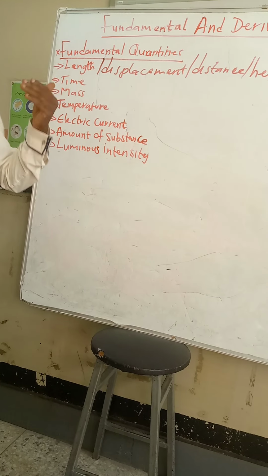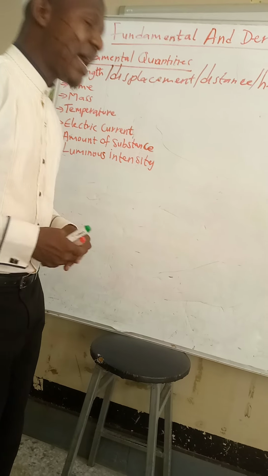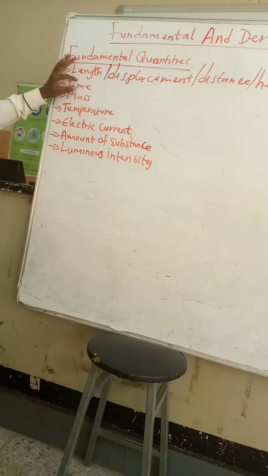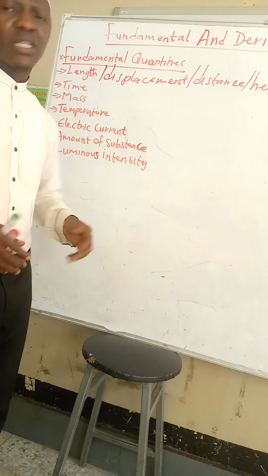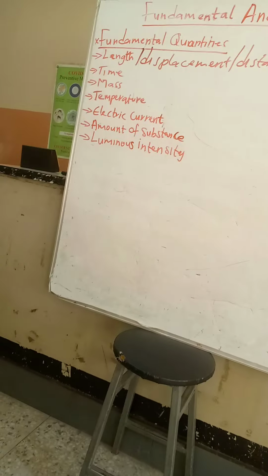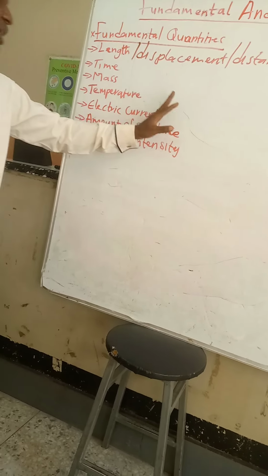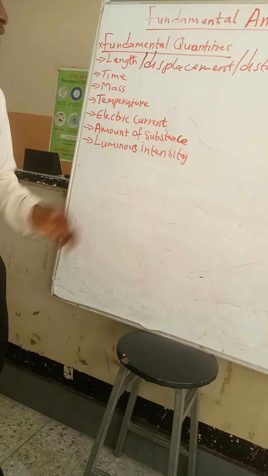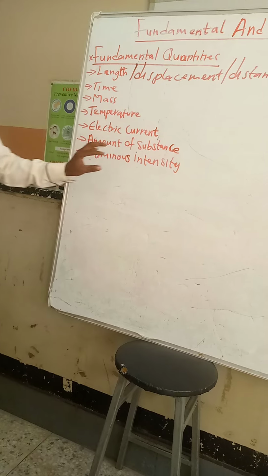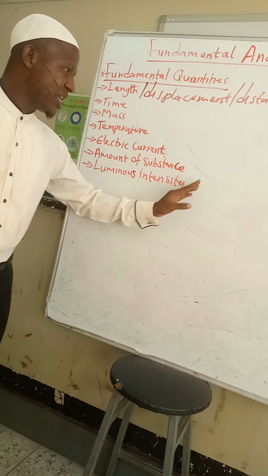They have other units. For instance, length has other units like centimeter, millimeter, and kilometer, and so on and so forth. We have time. Time can also be measured apart from seconds; you can measure in minutes, you can measure in hours. Then we have mass. Mass can be measured in gram, can be measured in ton. Then we have temperature, which is measured in Celsius, in Kelvin, in Fahrenheit. We have electric current, which can be measured in ampere, microampere, but its own SI unit is ampere. Then amount of substance, which is measured in mole. We have luminous intensity, which is measured in candela.